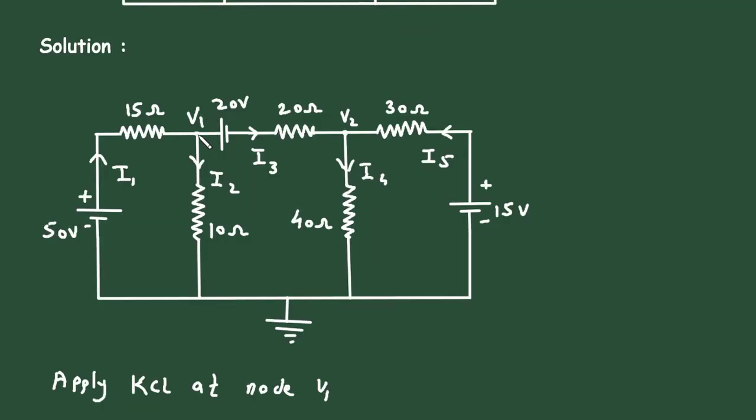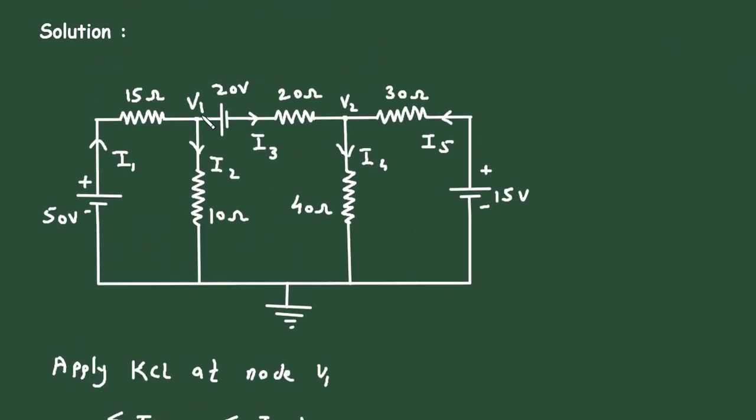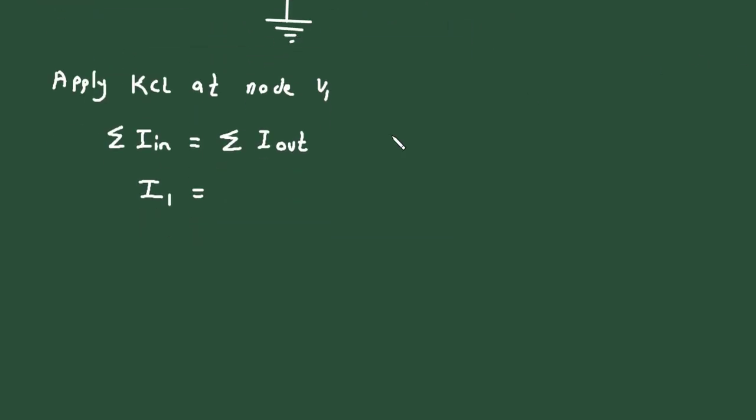Now here we can see at this node V1, the entering current is this I1. So let's write entering current first, I1, and it is equal to leaving current or outgoing current. The leaving currents are I2 and I3. So here we can write I2 plus I3.